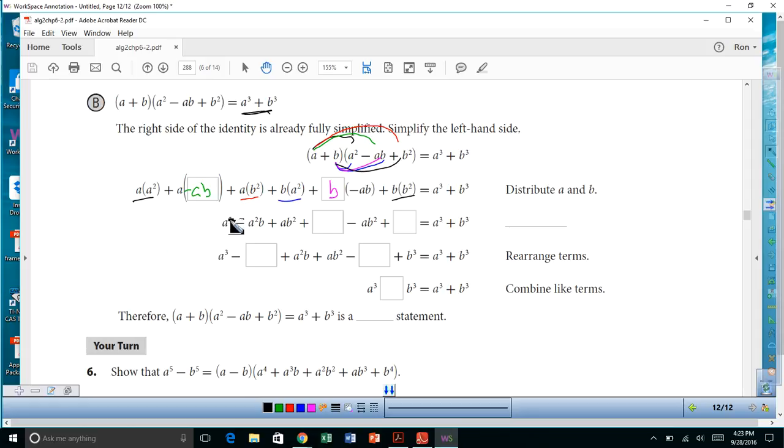All right, let's do the arithmetic. A times a squared is a to the third. A times ab would be a squared b. A times b squared would be ab squared. B times a squared is a squared b. B times negative ab would be negative ab squared, and then b times b squared would be b to the third.